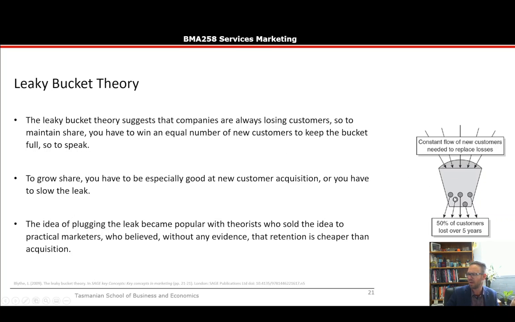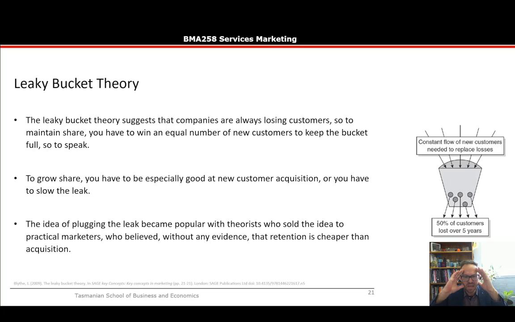And this is a picture. I know it's not real good, but I just ripped this off the internet. There's a bucket, and the bucket's got holes. These are your customers falling out. So the idea is to fill up the bucket, right? Now, to grow your share, you have to be especially good at new customer acquisition, or you have to slow the leak. We've talked about this a fair bit in services marketing now. For some reason, when the bucket's leaking, our natural instinct is to try and fill it back up again.